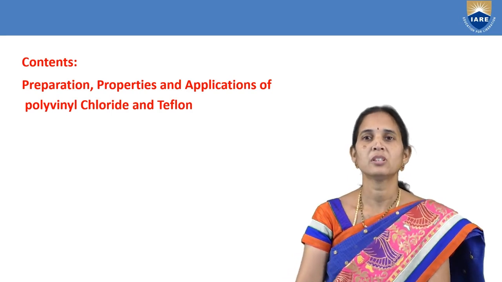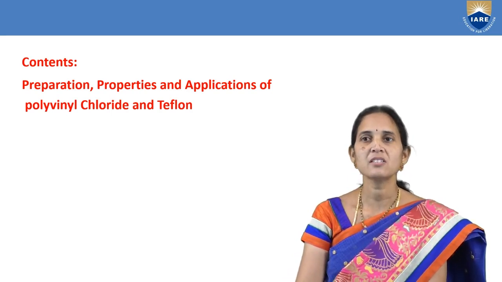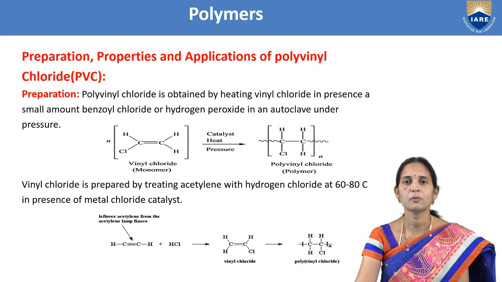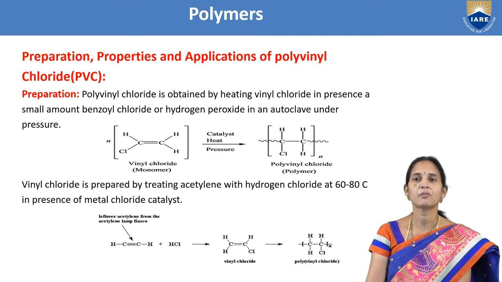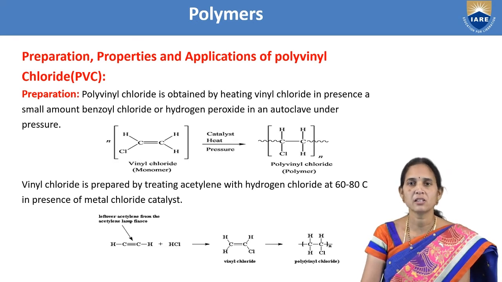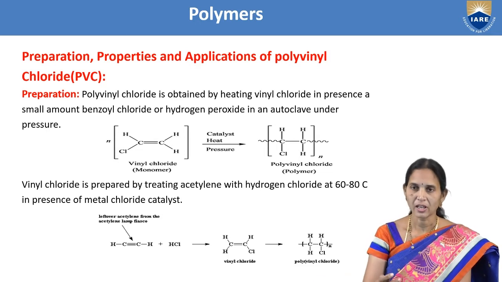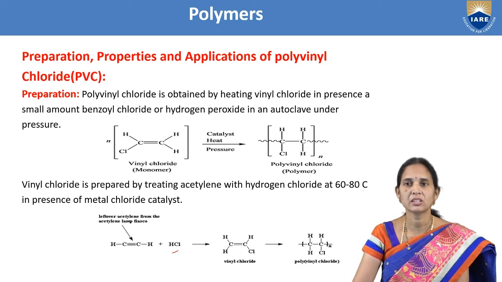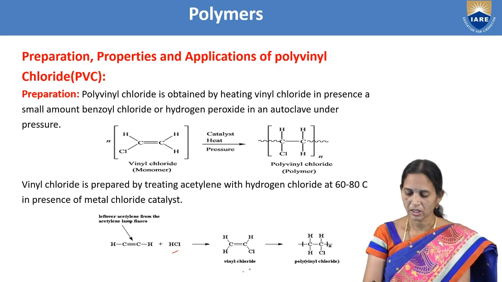So today we are going to discuss the preparation, properties and applications of polyvinyl chloride and Teflon. In the preparation of polyvinyl chloride, first we have to prepare vinyl chloride. Vinyl chloride is prepared by treating acetylene with hydrogen chloride at 60 to 80 degrees centigrade in the presence of a metal chloride catalyst. So we take the acetylene and add HCl, maintaining the temperature at 60 to 80 degrees centigrade, and add a metal chloride catalyst. So we can prepare the vinyl chloride.